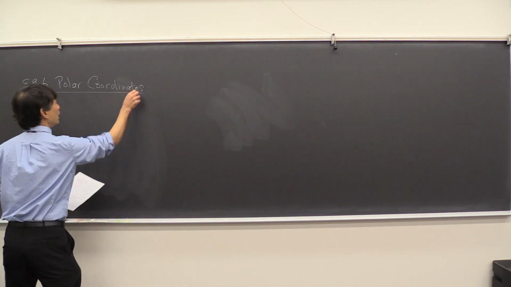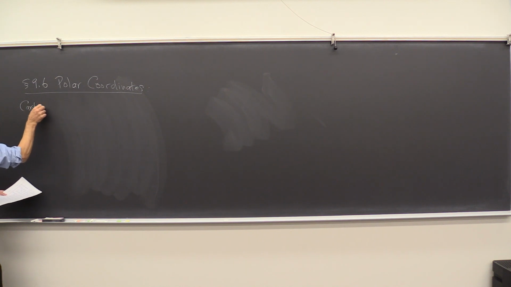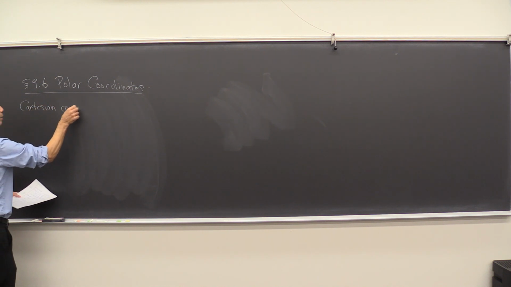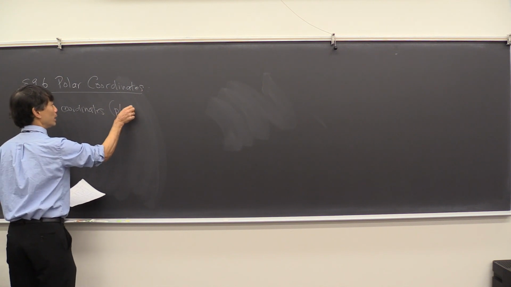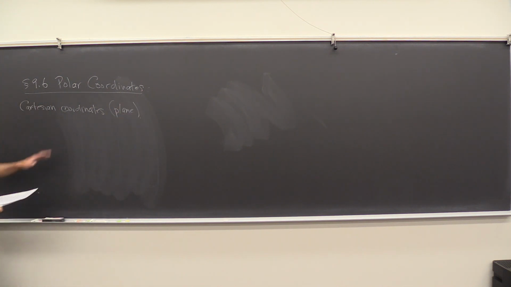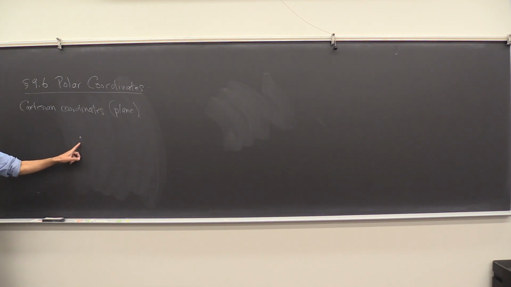Okay. So you are all familiar with so-called Cartesian coordinates, right? For the plane. Right, so you've got a planar surface, right? You've got this two-dimensional infinite surface, and you want to give a way of specifying what point you're talking about on the plane, right?